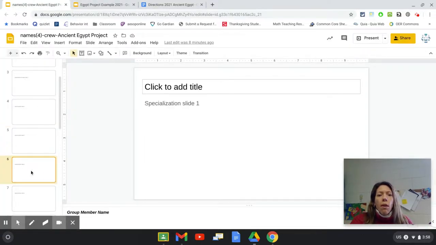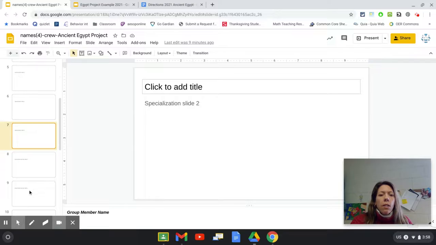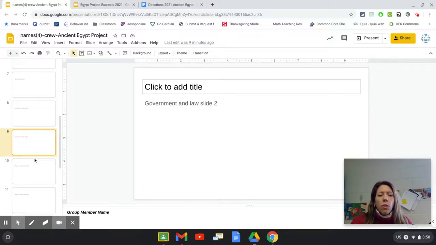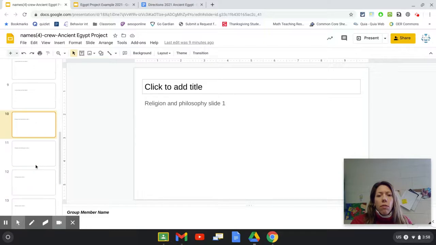Okay, then it just goes down, right? Specialization, slide 1 and 2. Government and law, slides 1 and 2. And then religion and philosophy, slides 1 and 2, and so forth.